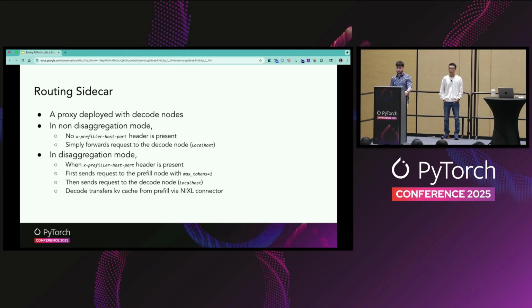A bit about the routing sidecar. It's a proxy we maintain in LLM-d. It's deployed with every decode pod, not with the prefill pods. If you're not using PD disaggregation, it will do nothing. It's just a proxy that requests will go through. In disaggregation mode, it does what I just described.